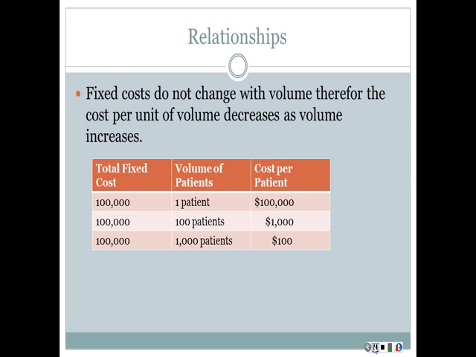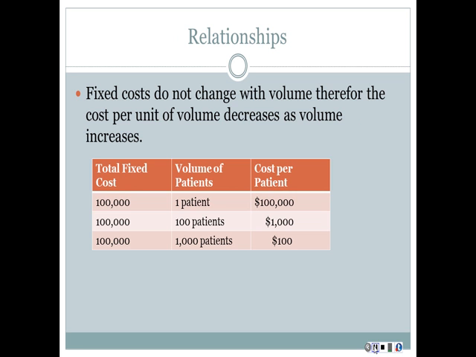Fixed costs, again, we said do not change with volume. So the cost per unit of volume decreases as the volume increases. So we only have one patient, and we have total fixed costs of $100,000. We have a cost per patient of fixed costs of $100,000. Again, it isn't affected by volume, so if we have one patient, it's still going to cost us $100,000.